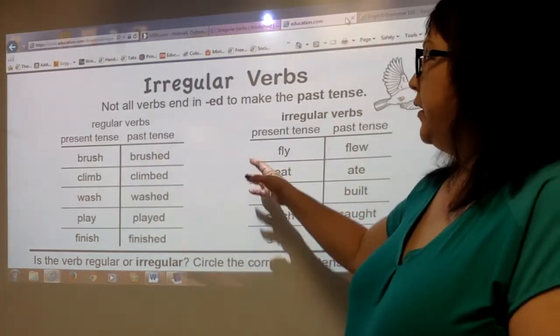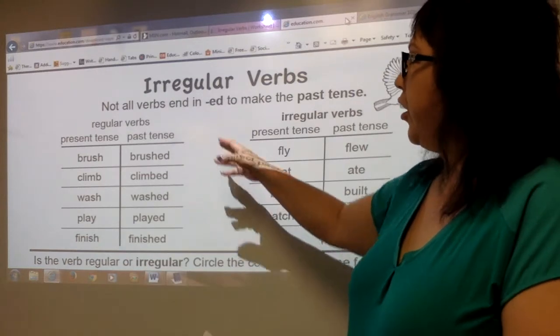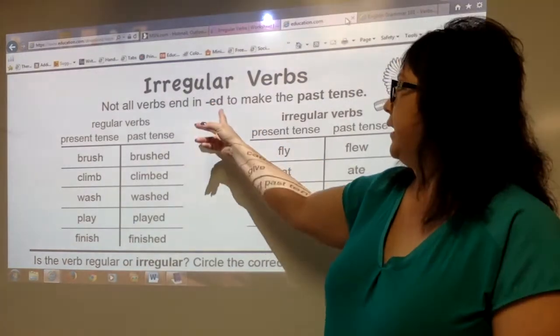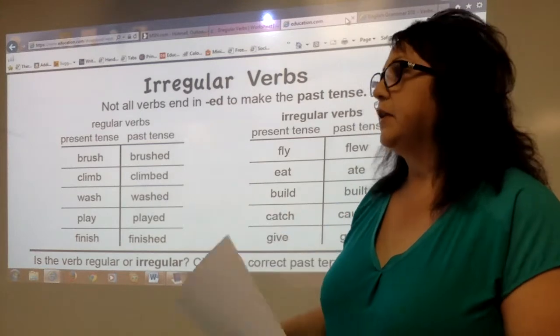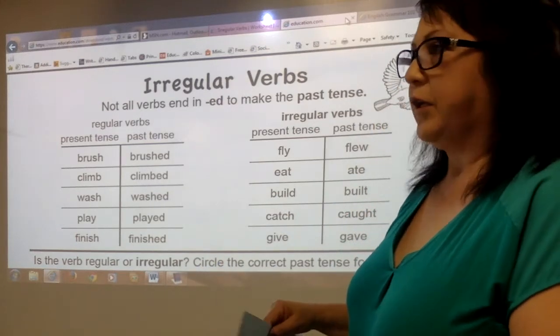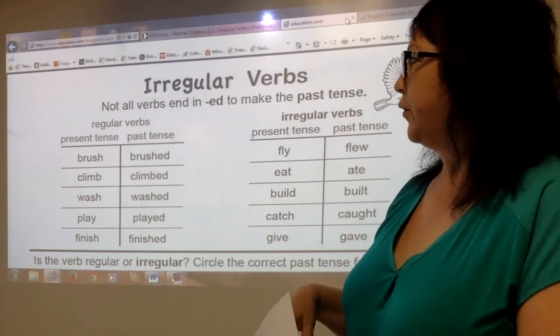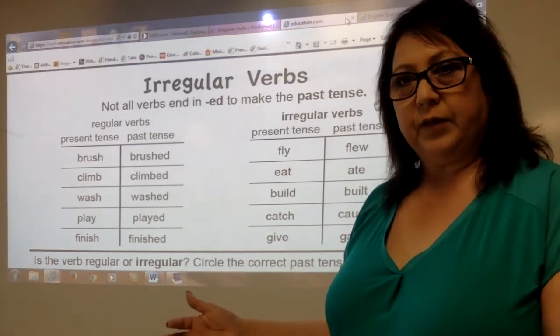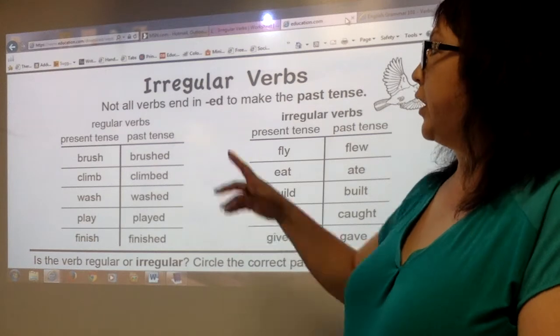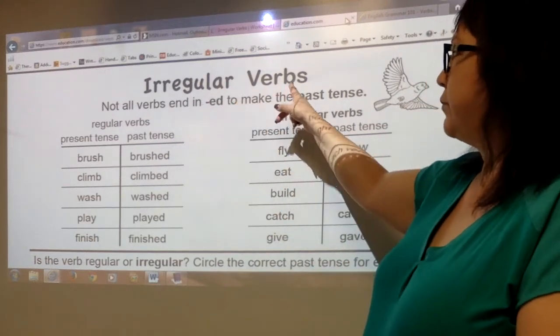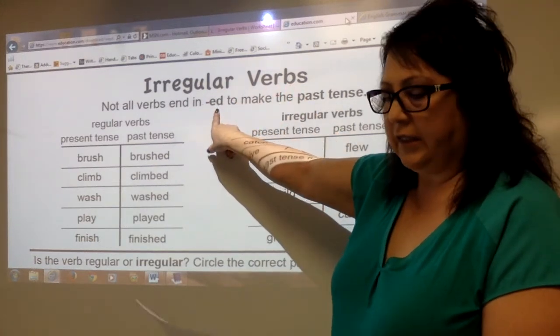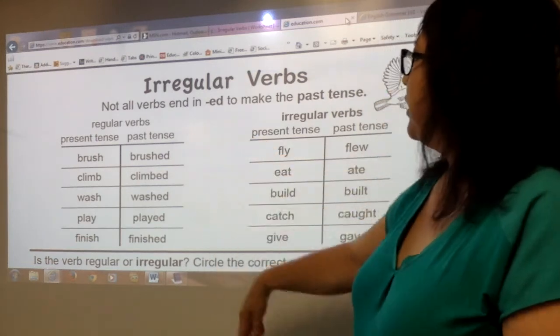So, irregular verbs. Not all verbs end in ed. So we talked about that. You may be used to that. As soon as you hear about a verb being past tense, right away you want to put an ed on there. But what we're talking about today is irregular verbs that do not end in ed. Do not.